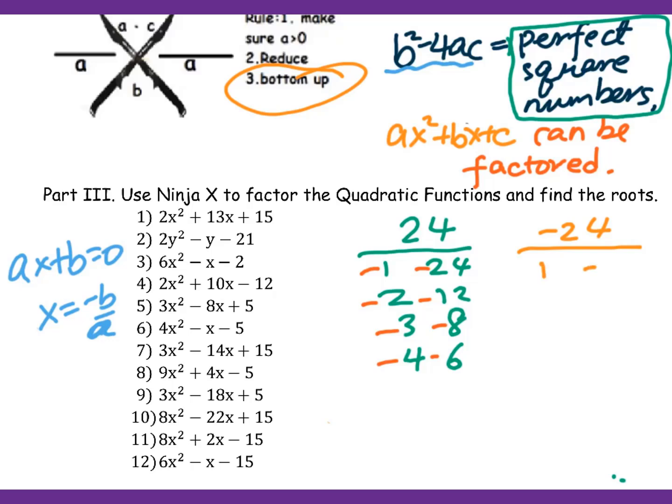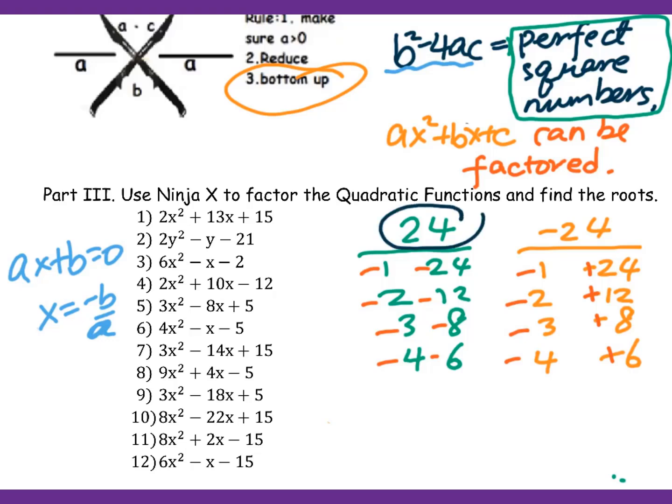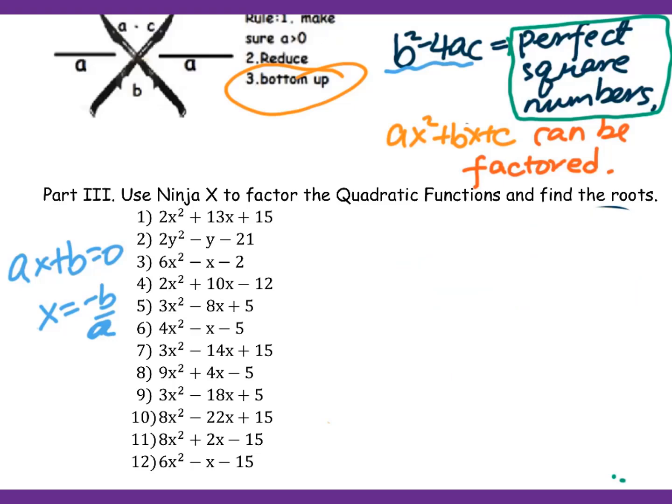But if I have negative 24, your paired factor 1 must be negative. It could be 1, negative 24, 2, negative 12, 3, negative 8, 4, negative 6. Or it could be negative 1, positive 24, negative 2, positive 12, negative 3, positive 8, negative 4, positive 6. So you have to get the paired factor correct for this number. Let's go to number 5.